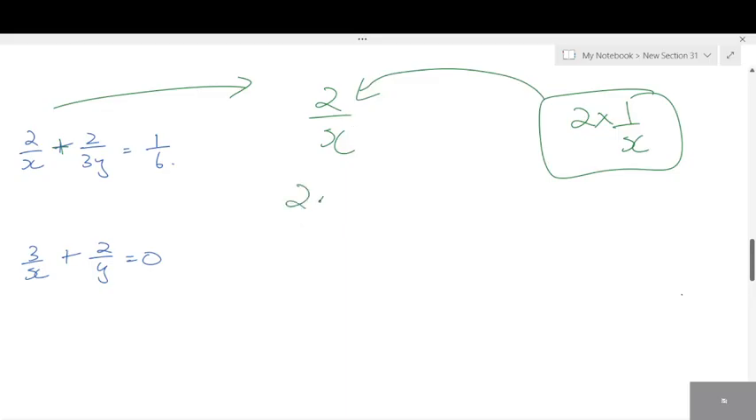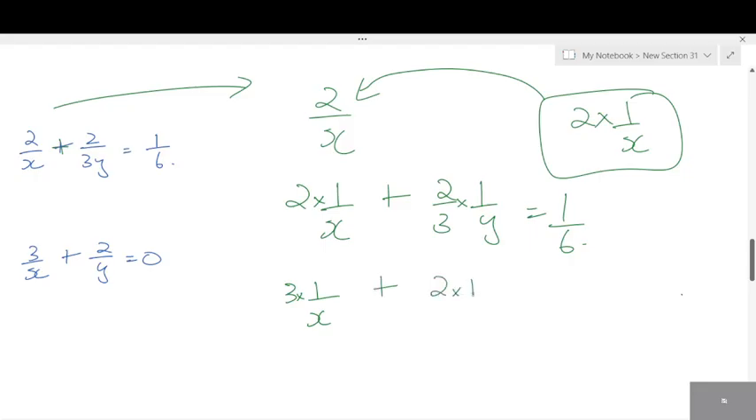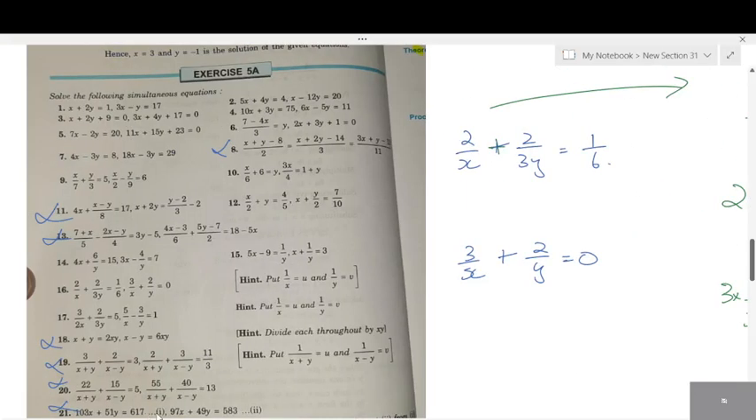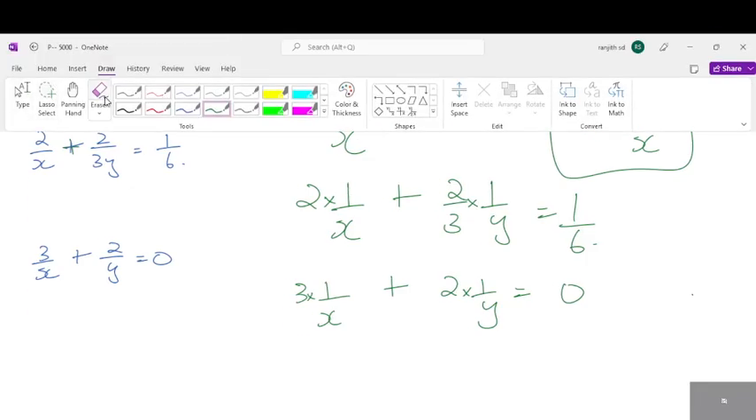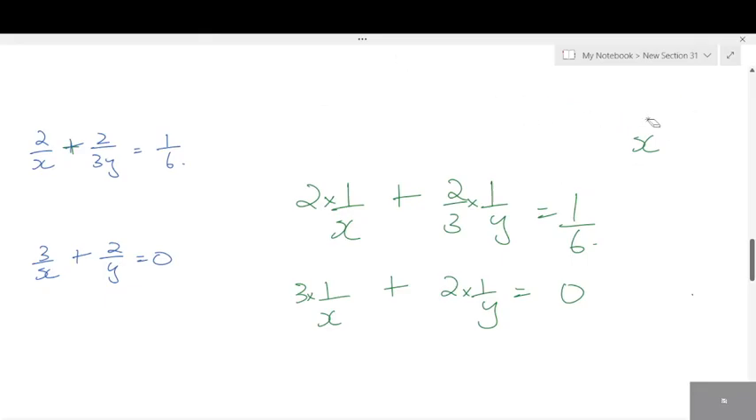So this 2 by x, can I write 2 into 1 by x? Plus, how do I take y separately, students? How do I take y separate? 2 by 3 into 1 by y. Tell me the next equation. 3 into... plus... 6... 0. Okay, where are the variables? Where are both the variables? Numerator or denominator?